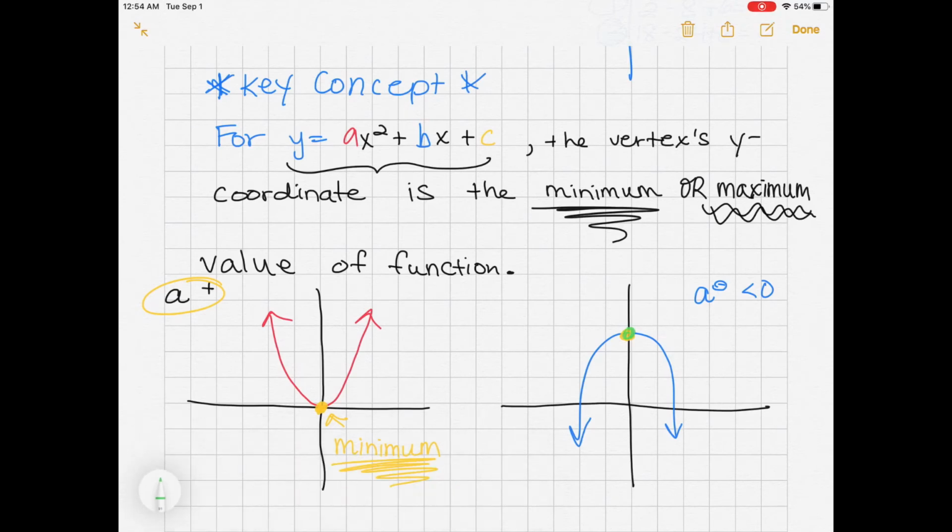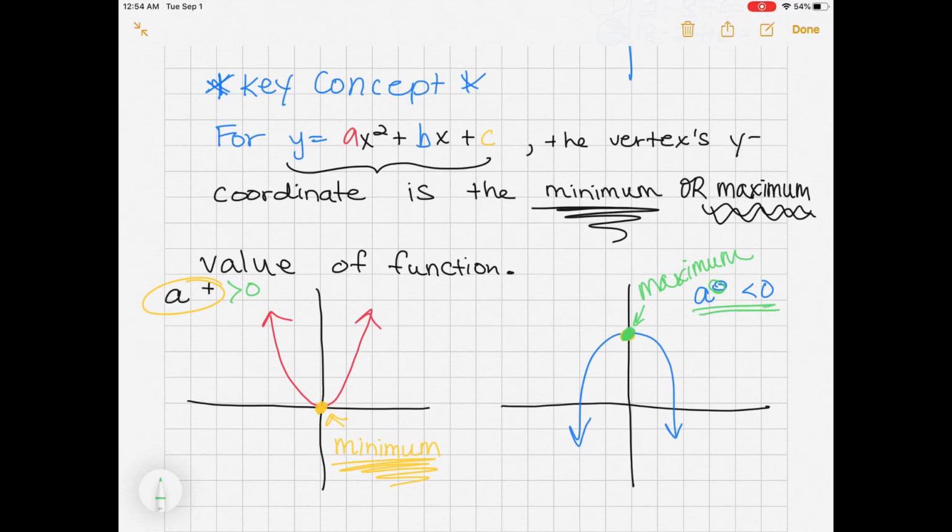So when a is positive, the vertex has a minimum value. And when we're looking over here, we see this vertex. It's the highest point of the parabola. We call that a maximum value. So when a is negative or less than 0, the vertex has a maximum value. So when a is positive or greater than 0, it's a minimum. When a is negative or less than 0, it's a maximum.